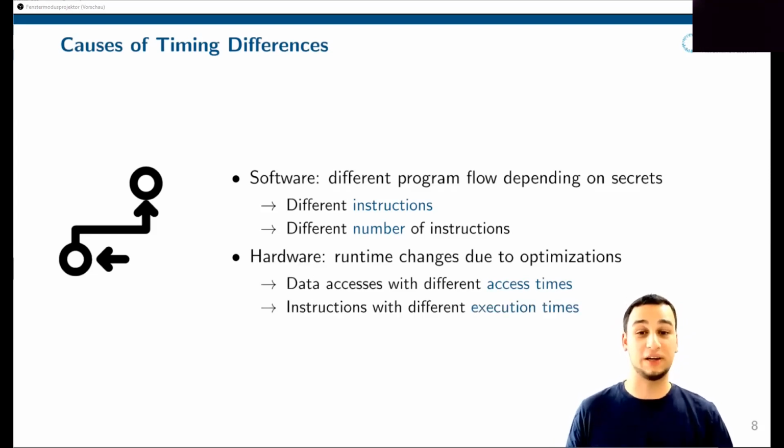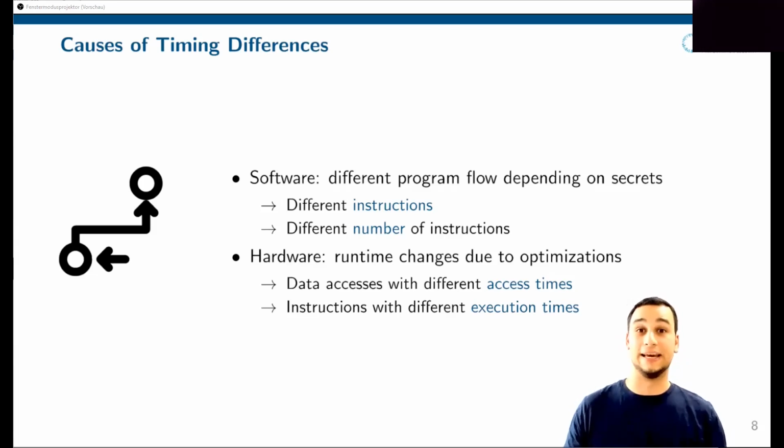We also have instructions that have different execution times depending on what they do. For example, if we divide something in hardware using a hardware instruction, the runtime is not constant. It depends on the values that we divide. This is also a small timing difference that we can measure.